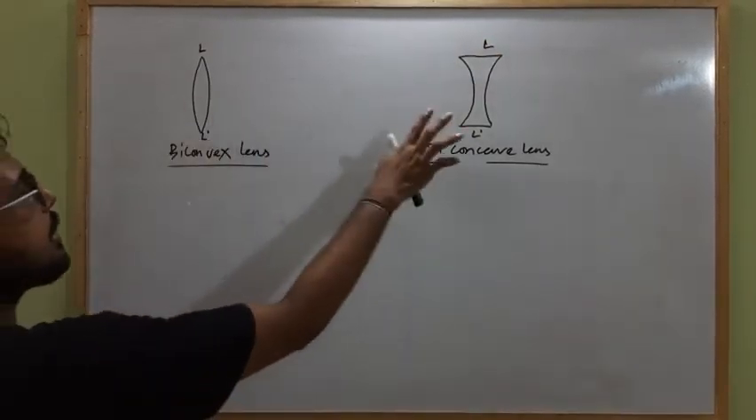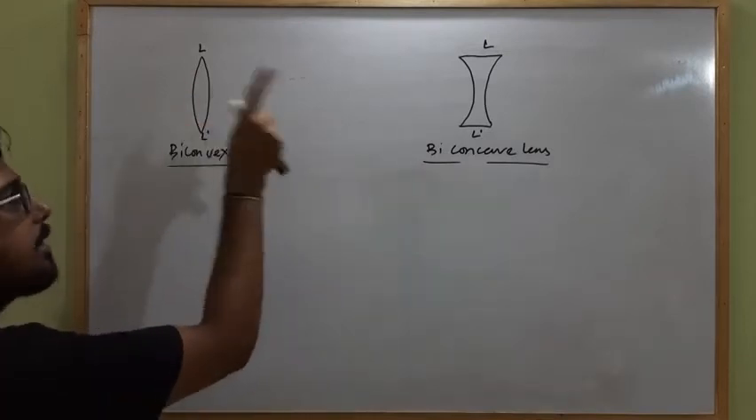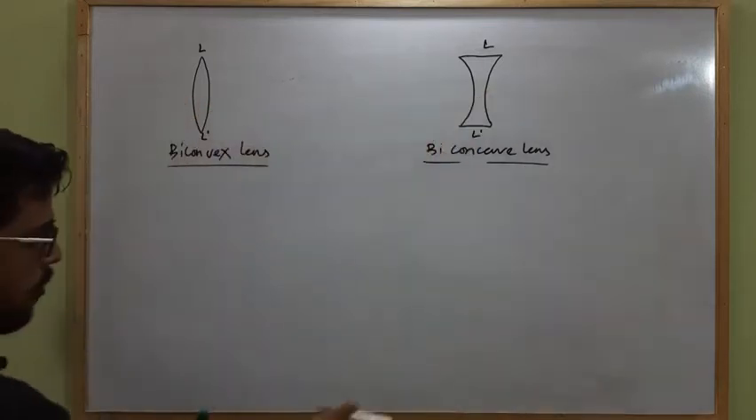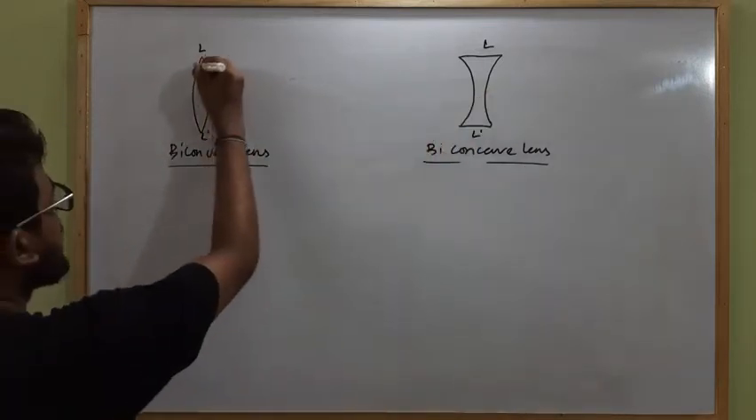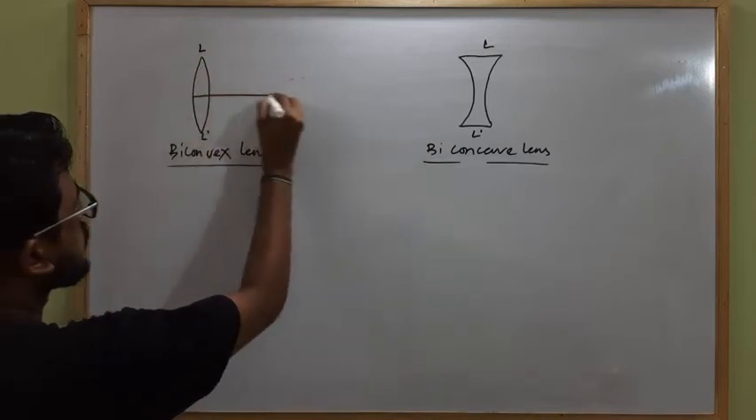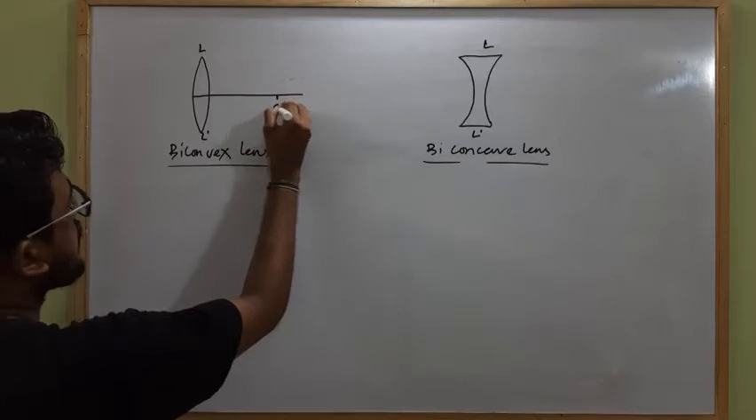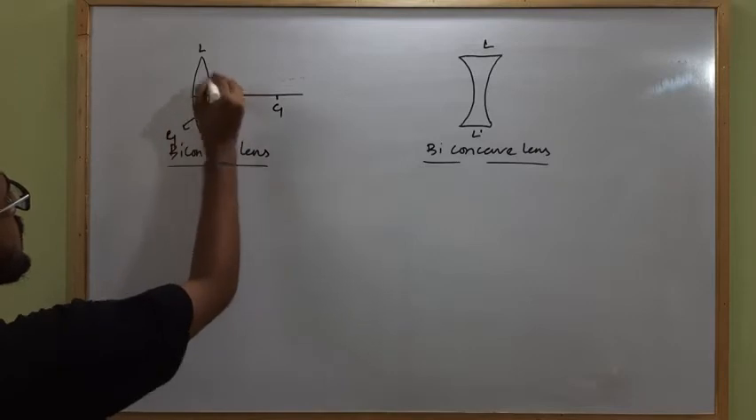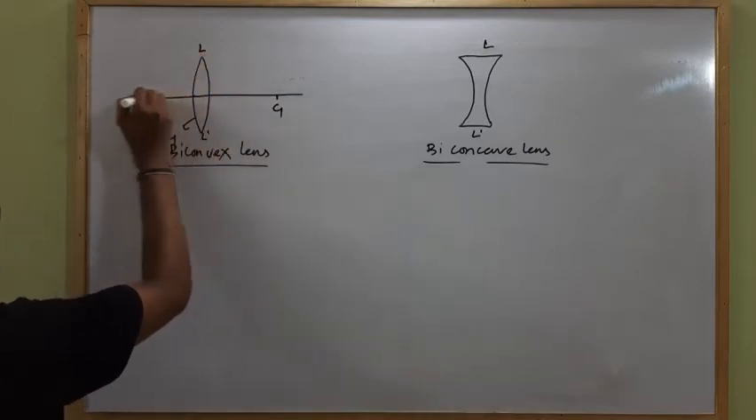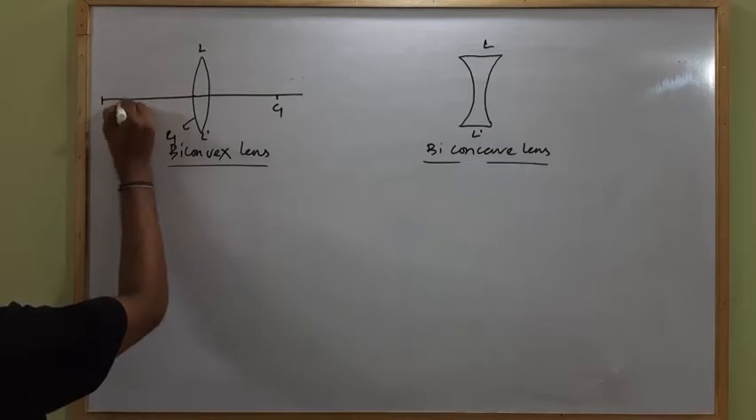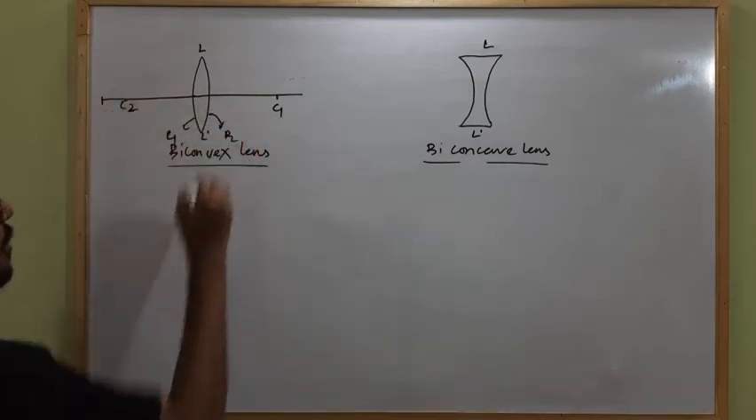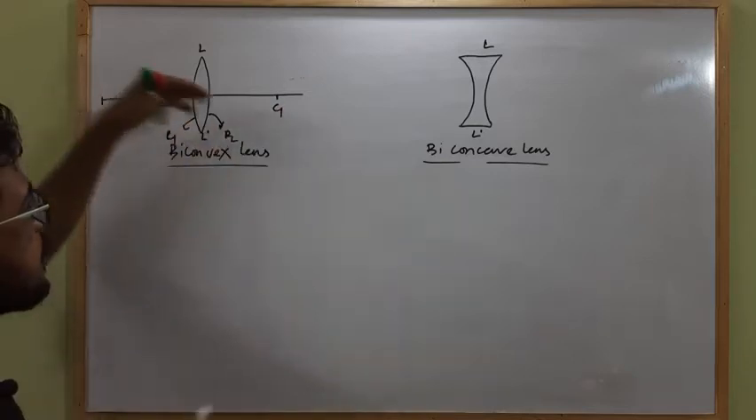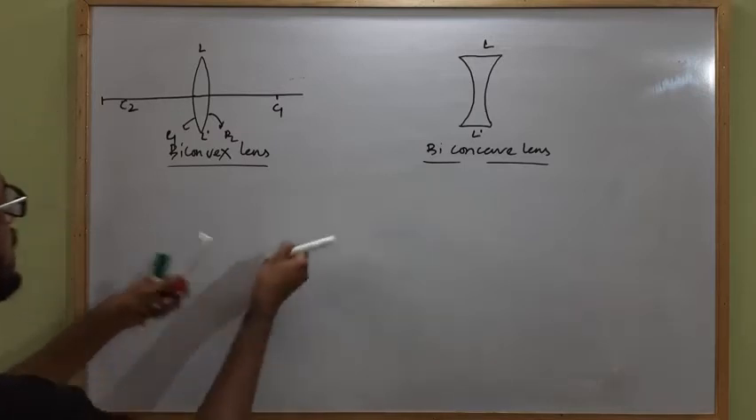Clear? So these lenses have two refracting surfaces which are spherical in nature. Okay, in this case both are convex, in this case both are concave. So there are certain terms related to this. If this is the concave part of a sphere, it will also have a center of curvature. Let this be C1 and its radius be R1. And similarly, if this is a part of a sphere, it also has a center of curvature. This is C2 and its radius be R2. Clear? So the line passing through both the centers of curvature is known as principal axis or optical axis.